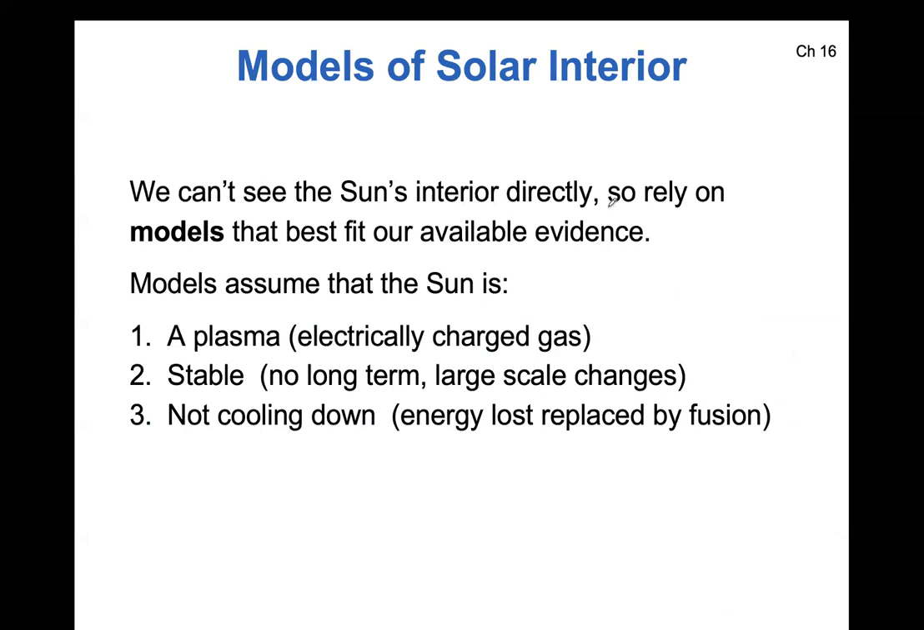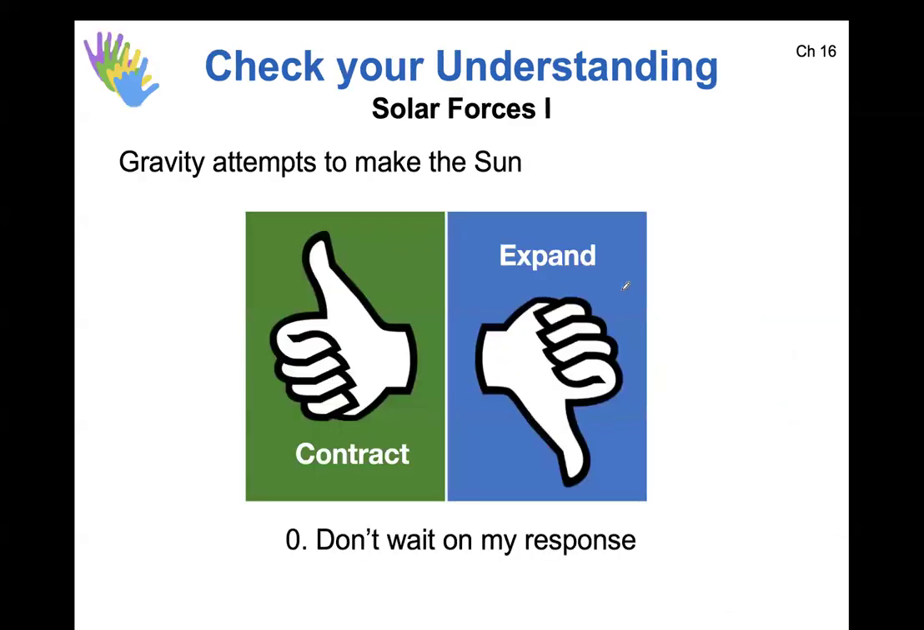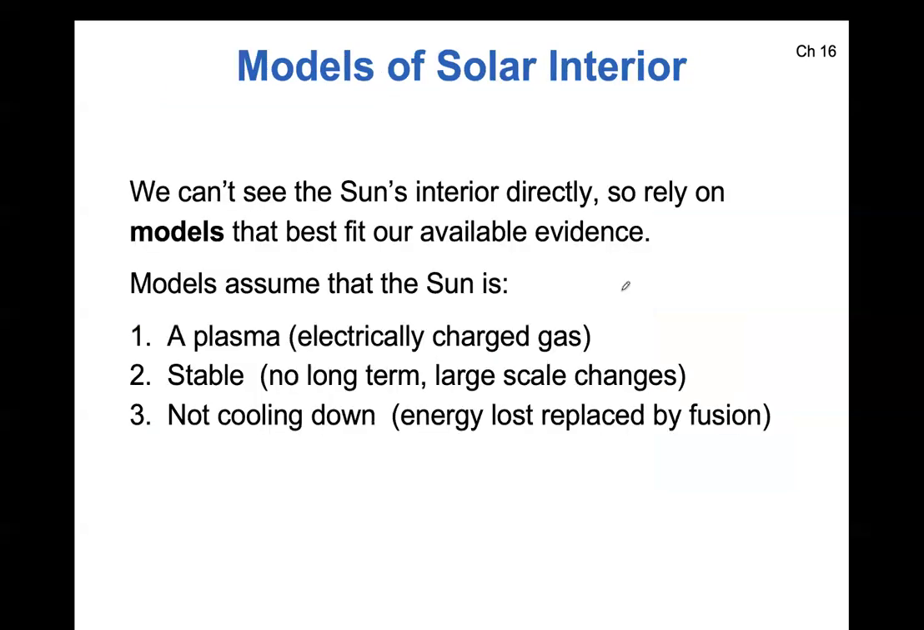We can't see the sun's interior directly, so we rely on models that best fit our available evidence. Models assume that the sun is plasma, stable, and not cooling down. All three of these things. So it assumes it's plasma. This assumption has definitely been tested like any good assumption in science. Any good scientist will test assumptions in as many independent ways as possible.